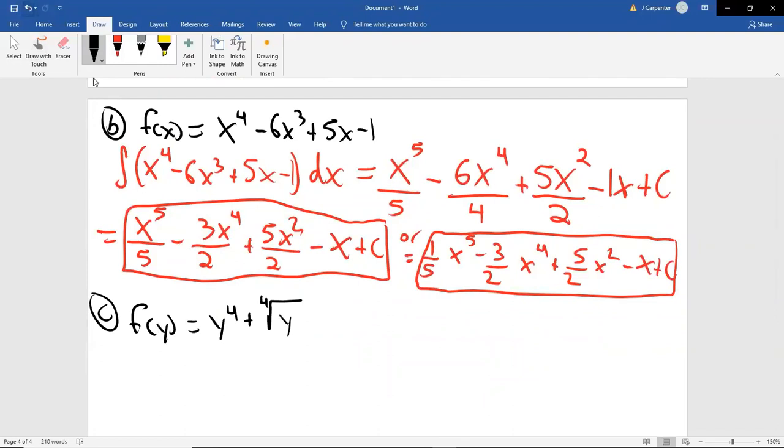Now, because these variables are y's, when I do my integration, I'm not going to do the integral of dx, even though I know the original instructions said that. We're going to integrate this over dy, just so these letters match. They don't always have to match. We'll get into that in a later chapter. So y to the 4th plus the 4th root of y.